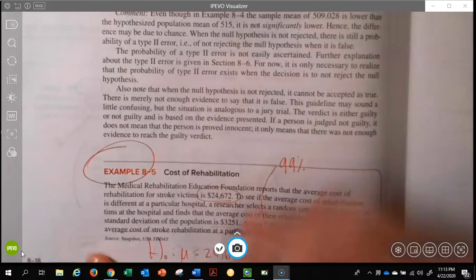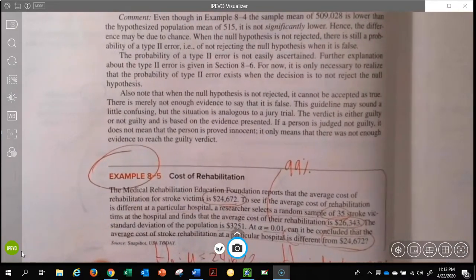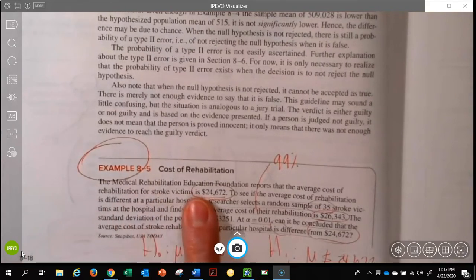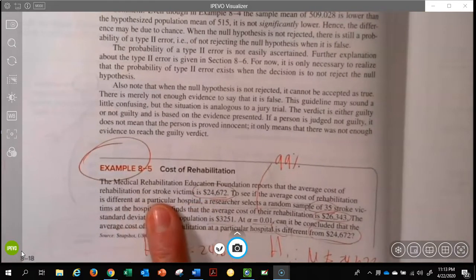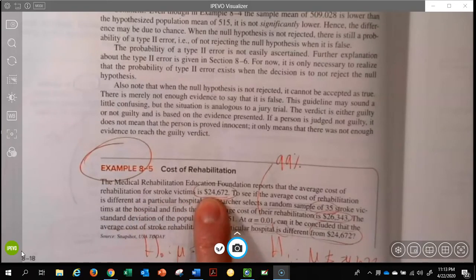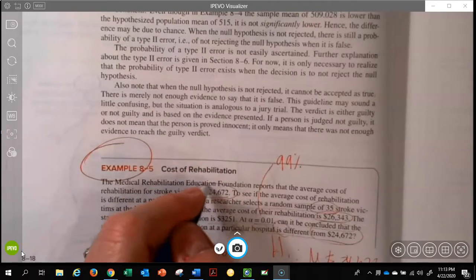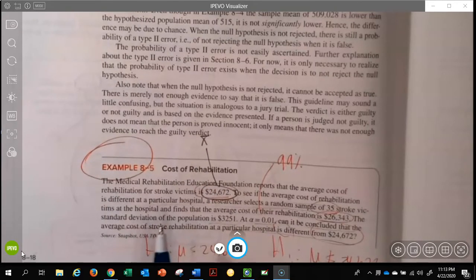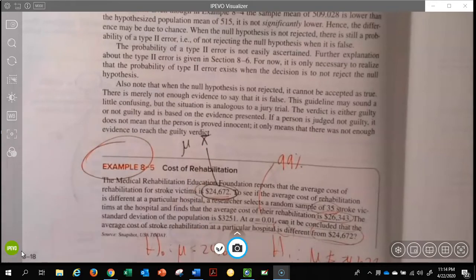So down here, example 8-5 is on page 422. The cost of rehab. The Medical Rehab Education Foundation reports the average cost of a rehabilitation for stroke victims is... average cost. Average is going to be our X bar. So if you want to go ahead, do some circling, and put that as your X bar. But is it the X bar or is it the mu? It's an average. Is it national? Looks like this one's national. Let's see if it checks out.